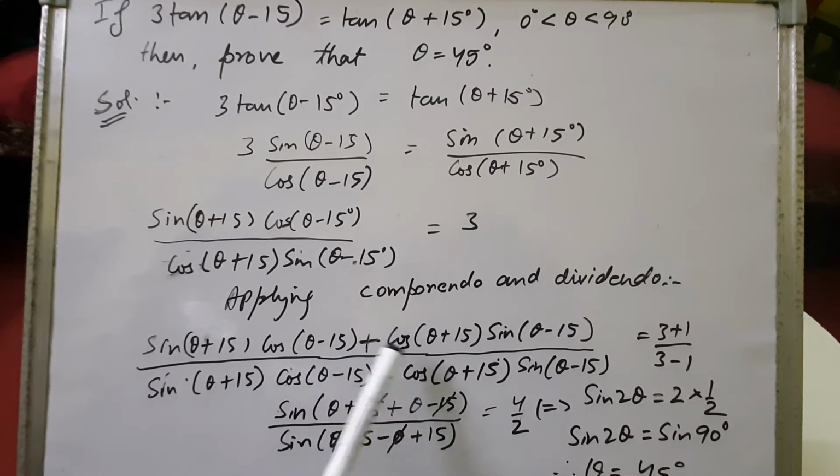So this is the formula for sin (A plus B), where A is theta plus 15 and B is theta minus 15. So when you write sin (A plus B), you can see 15 will get cancelled. You will get sin (theta plus theta), sin 2 theta. And then in the denominator, the formula is written sin (A minus B). So it will be sin (theta plus 15 minus theta plus 15), that is sin 30. So here in the denominator, this angle theta will get cancelled. Alright, children.